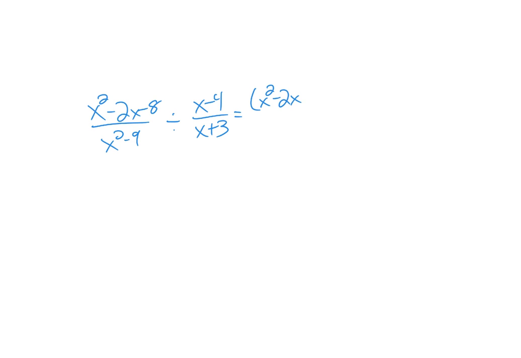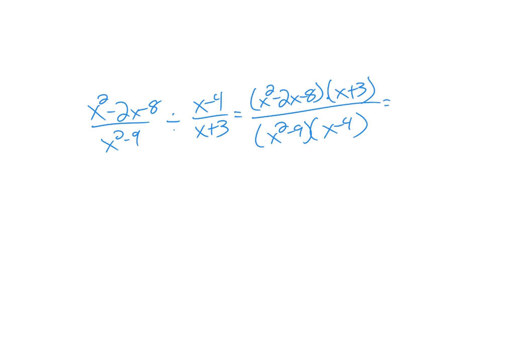So now dividing rational expressions, let's take x squared minus 2x minus 8 over x squared minus 9. And we're going to divide that by x minus 4 over x plus 3. Now this is just dividing by fractions, so really we multiply by the reciprocal. So x squared minus 2x minus 8 times, we'll just write that as parentheses, x plus 3, and x squared minus 9 times x minus 4.